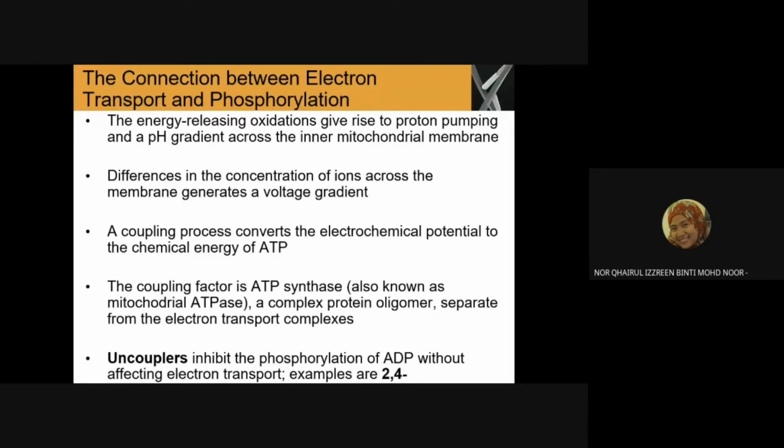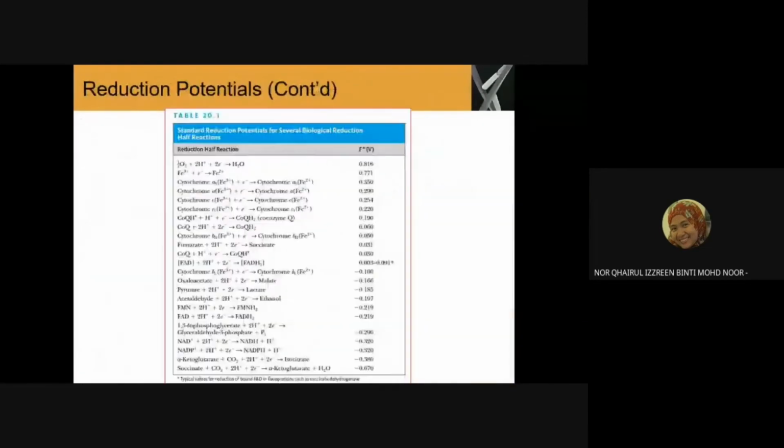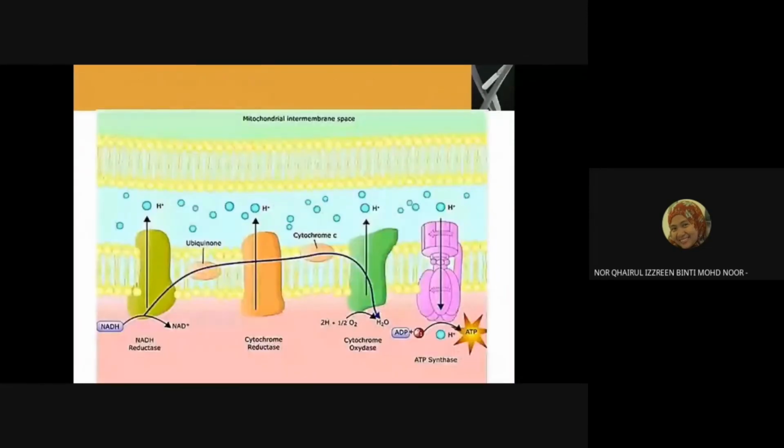What is mitochondrial ATPase? It is a protein oligomer, separate from the electron transport complexes. Here, it's separated. So this is ATP synthase, the oligomer molecule. It's separate from the other complexes.